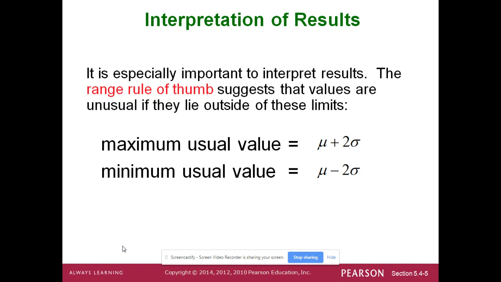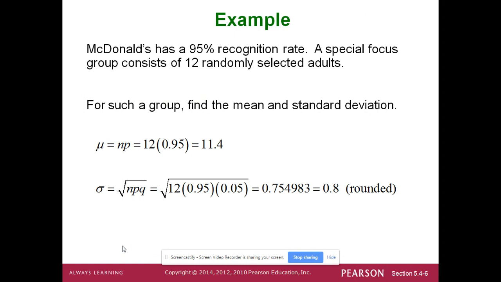Okay, so usual values, plus or minus 2 standard deviations from what? The mean, the expected value. Here's an example. McDonald's has a 95% recognition rate. You ever played that? There's an app. It's a game for recognizing logos. You ever played that one? Yeah. It's pretty fun.